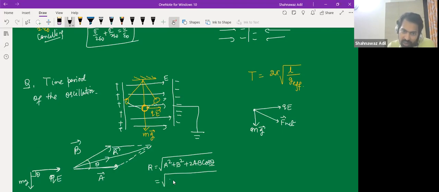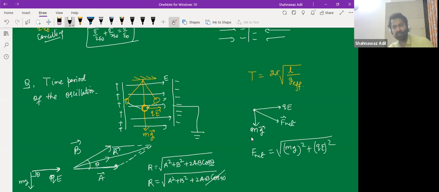So a square plus b square plus 2ab cos 90. Cos 90 is 0, so this cancels. So the resultant magnitude would be how much? F net would be root of a square plus b square. Now is this clear? Yes.